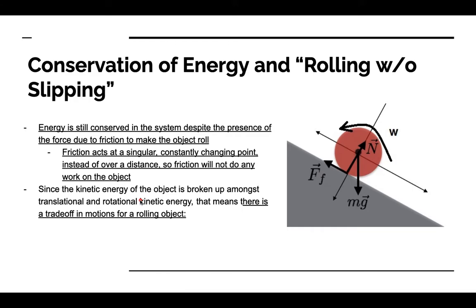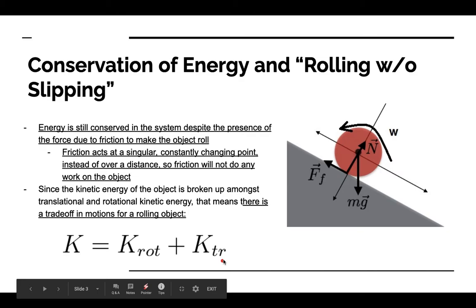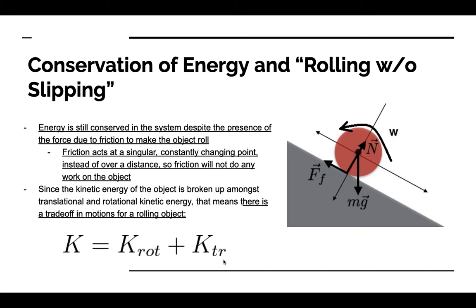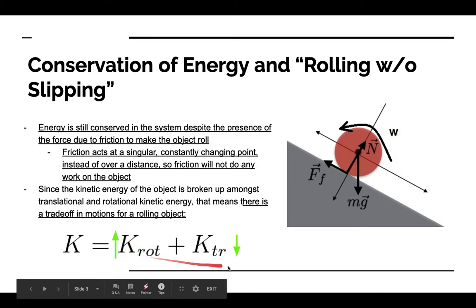Since the kinetic energy of the object is broken up amongst translational and rotational kinetic energy, there's a trade-off in motions for a rolling object. Specifically, if we have a set amount of kinetic energy for an object, that kinetic energy can be split up amongst rotational and translational kinetic energy. As we'll explore in class with demonstrations and activities, if the rotational kinetic energy increases, there's less kinetic energy available for translational motion, which means our object will rotate faster, but it will move with a lesser translational velocity.